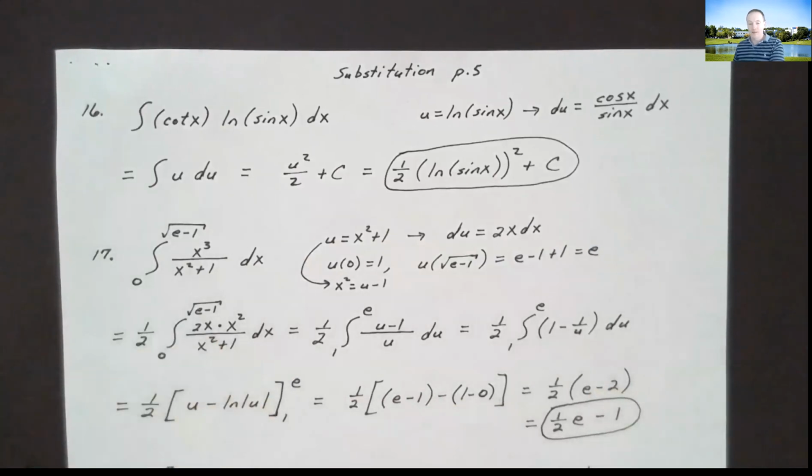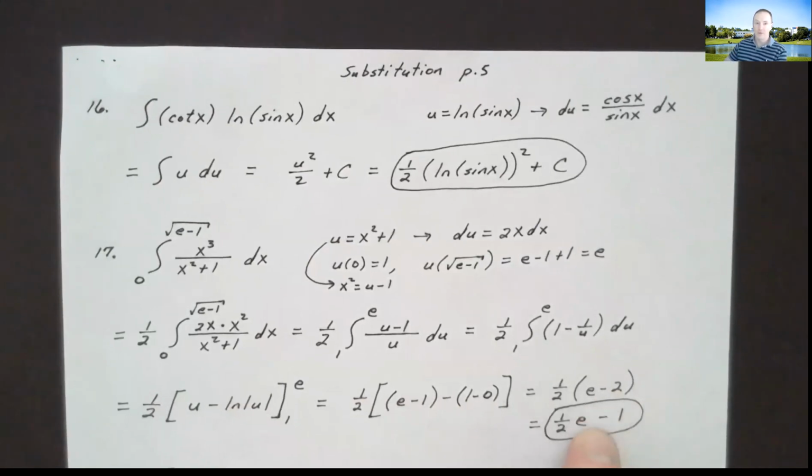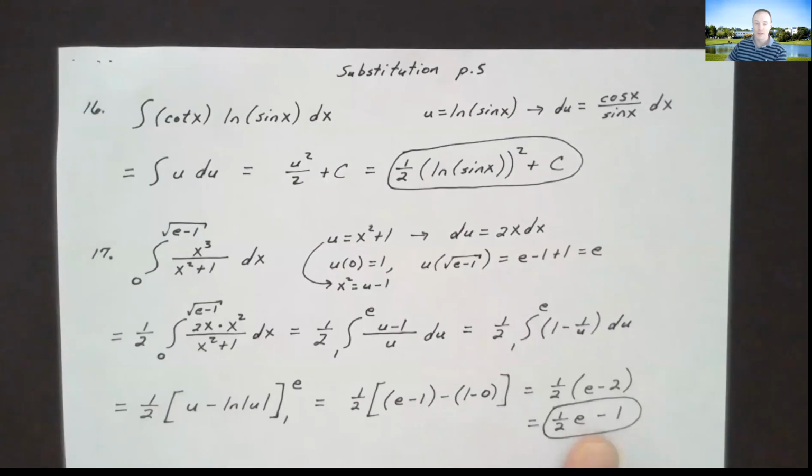You could leave it like that. You could call it e minus 2 over 2, or what I did is I distributed the 1/2 to call it 1/2 e minus 1. Any of those answers would be fine. Now, I assure you on a problem like this, Achieve will want an exact answer. So I would want to leave it like this as opposed to getting a decimal approximation to that.